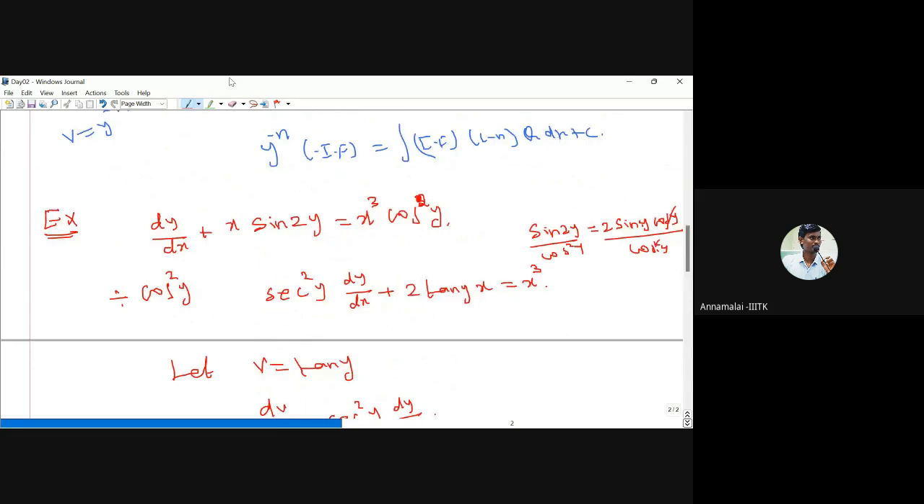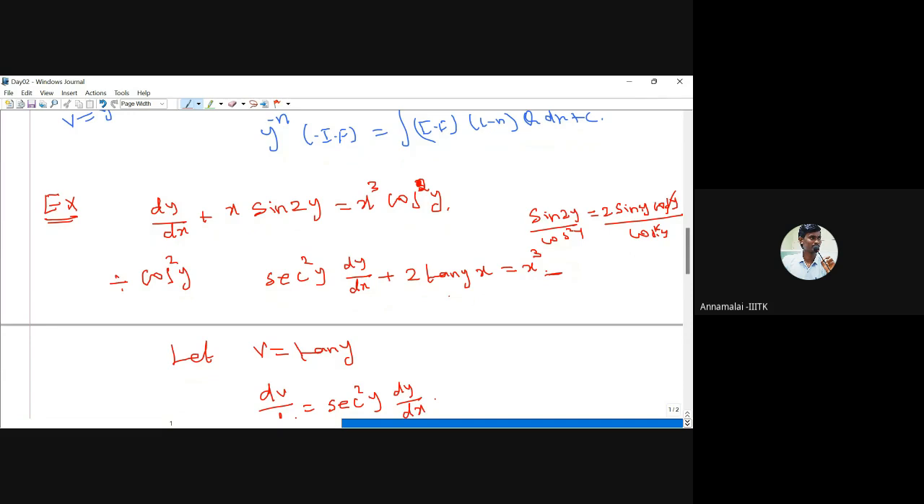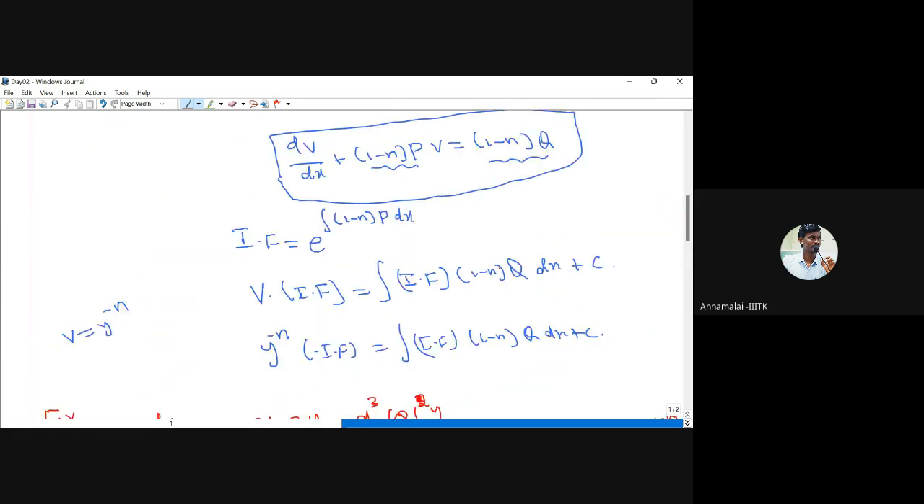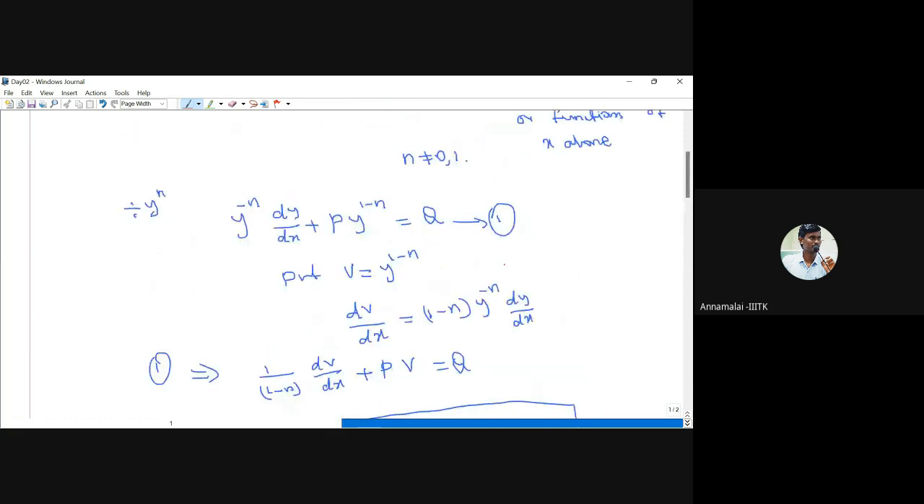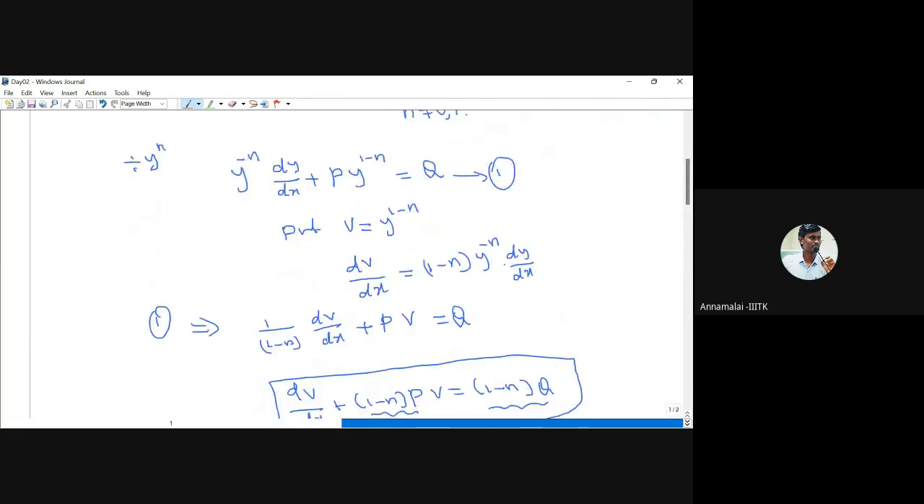Here there is no function of y, so we can directly apply the change of variable. You can call p equal to this. This is not exactly of the form of Bernoulli's equation, but it is another type of Bernoulli's equation. Anyway, you should know the method to solve Bernoulli's equation. You call v equal to y power 1 minus n and then proceed in the general form.